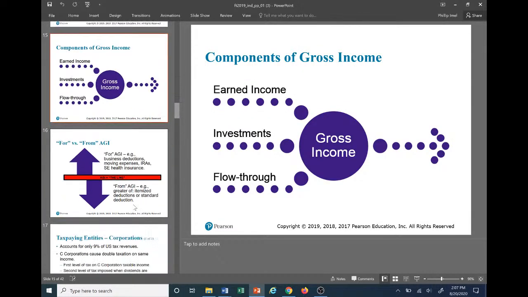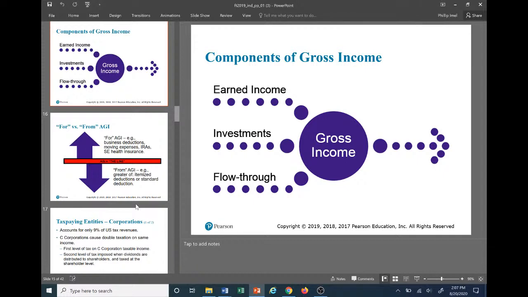Components of gross income. We have earned income. Once again, remember that is income that we actually earn while we're at our job, punching in, clocking out. So when we get our paycheck from our employer, that's earned income. Investments, that could be anything from stocks, bonds, securities, whatever you're investing in. And obviously you're going to get your 1099s for that, like 1099-DIV for dividends, or 1099-MISC if you have miscellaneous income. And the flow-throughs, obviously, this is going back to your sole proprietors, your S corps, your LLCs, LLPs, your trusts, and things of that sort. So flow-through is going to all filter into gross income as well.